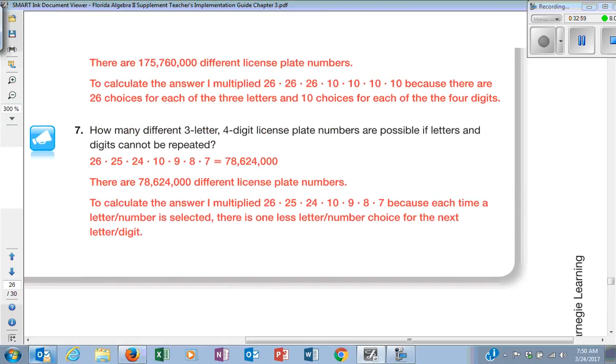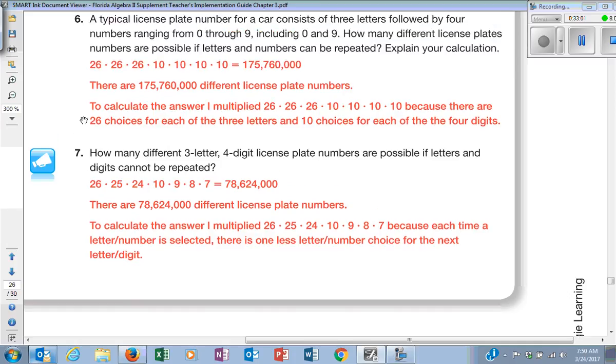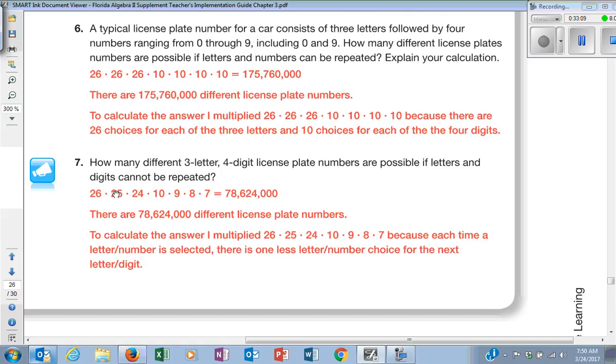Now, the difference between these two: this one, they can repeat. Once they get here, they say it can't repeat, so your options go down, right? So 10, 10, 10, 10, well, this was 10, 9, 8, 7. And you can see how greatly it affects. Look with that repetition, how many options there are. Look at how many without the repetition. Big difference, correct?